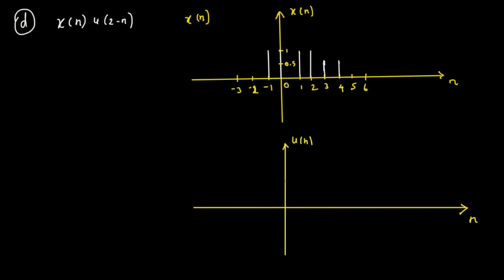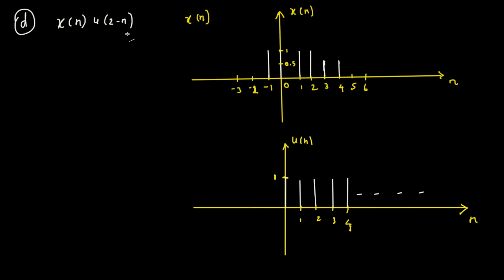Unit step function starts from 0 and goes to infinity. The height is always 1. If we say this is 1, then 1, 2, 3, 4. It starts from 0, and then it keeps on going forever. Okay, there's no limitation for the unit step function. It's 0 to infinity, so it keeps on going forever. That is what this dotted line means. So that is the unit step function.